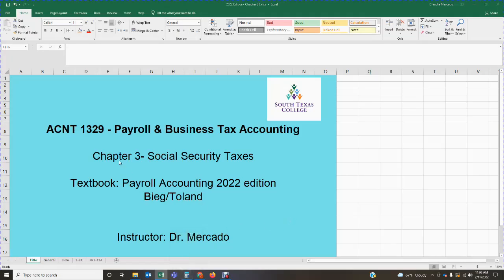Mercado speaking. We are continuing covering Chapter 3, which deals with Social Security taxes. This is Accounting 1329, Payroll and Business Tax Accounting. Now in this particular lecture, we are going to continue practicing how to complete a 941, which is the employer's quarterly federal tax return. Okay.